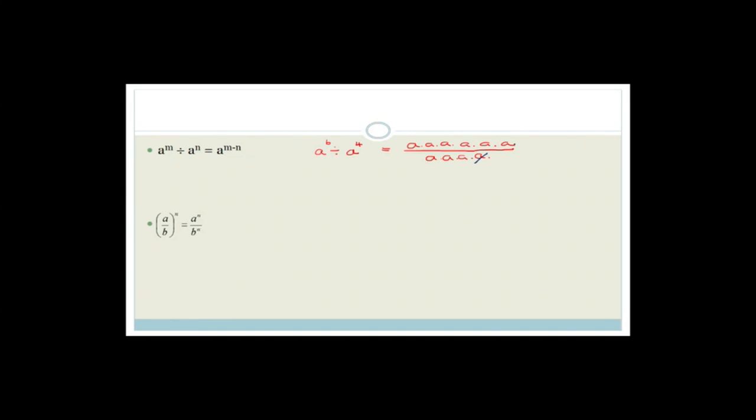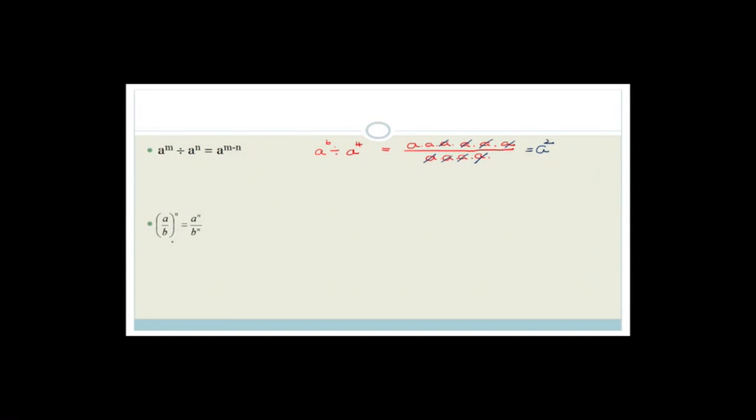I can say this divided into that is 1, this divided into this one is 1, this divided into this one is 1, and this divided into this one is 1. And what am I left with? I'm left with a squared, which would be exactly the same as if I'd subtracted these two. So if you're dividing, you subtract the exponents.